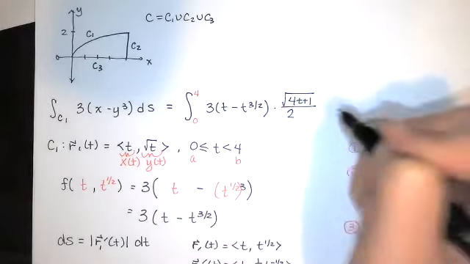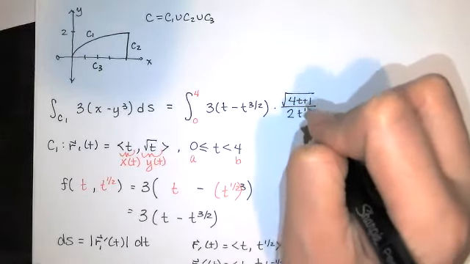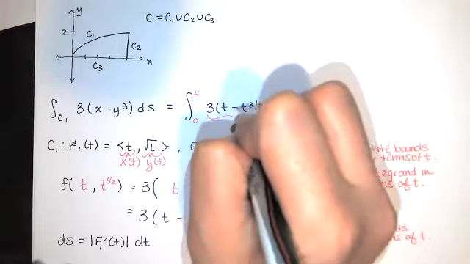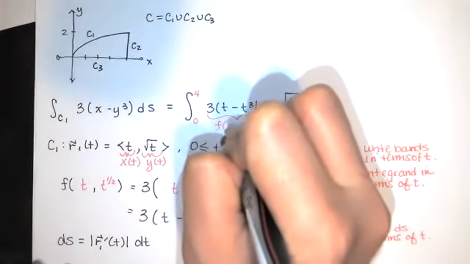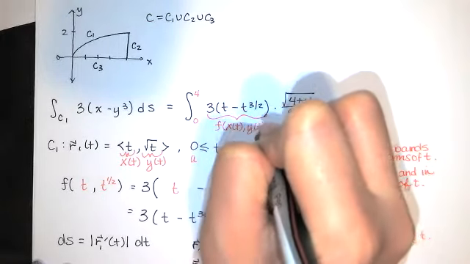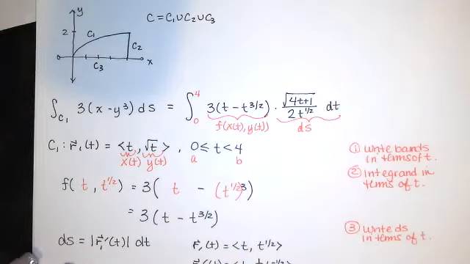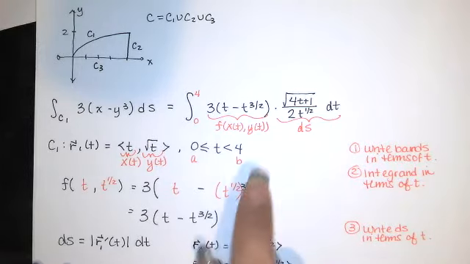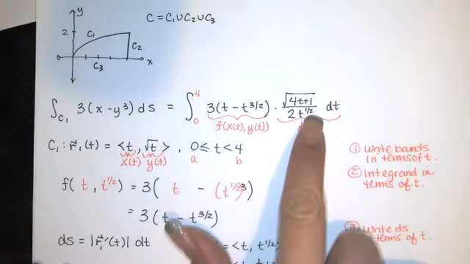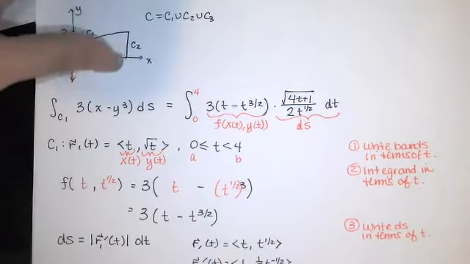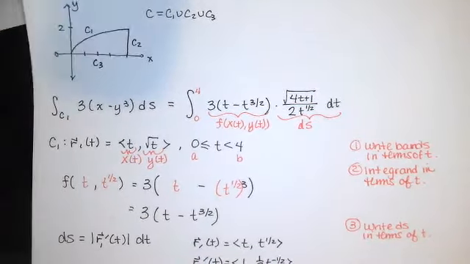And I guess I could write this square root of t in the denominator as t to the 1/2. So this is our f written in terms of t, and that's our ds written in terms of t. And this does simplify a little bit. You could bring this t to the 1/2 up to the numerator and then distribute. Let's see what we get when we do that.